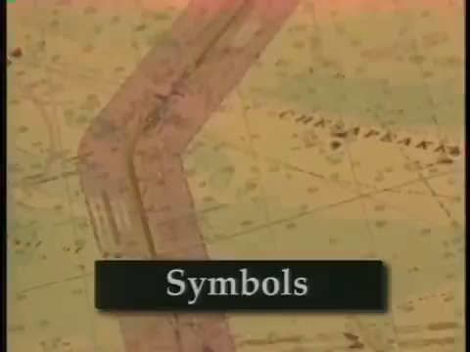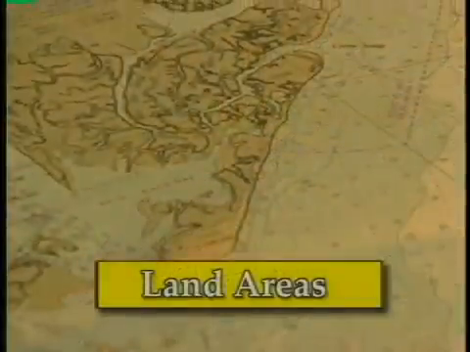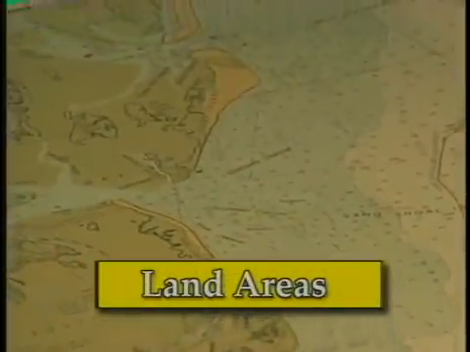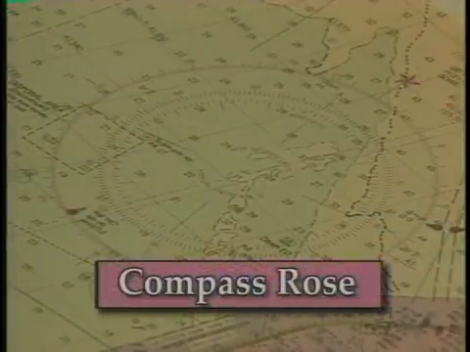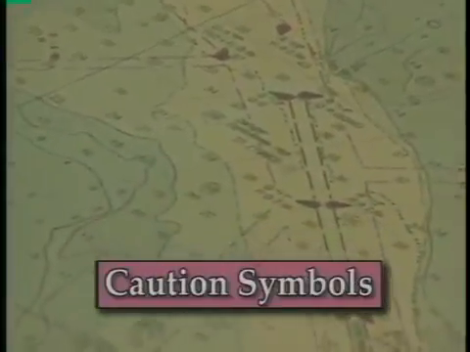The color black is used on most charts for symbols and other printed information. We will be discussing the meaning of the symbols used on these charts in a few moments. Yellow or a gold tint is used to depict land areas. Your chart will also contain markings in purple color. This will depict the compass rose, channel markers and buoys, caution and danger symbols, and notes.